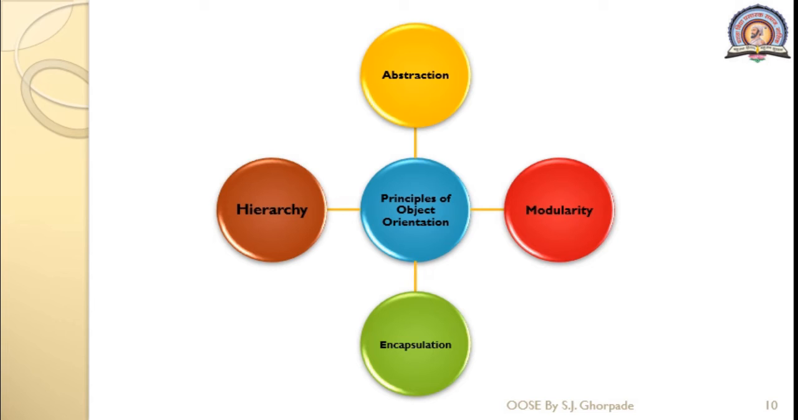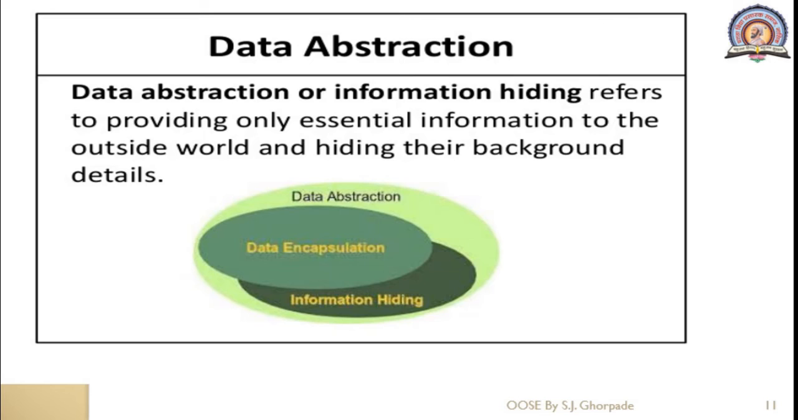Here are the principles of object orientation. The first principle is data abstraction, then modularity, encapsulation and hierarchical design. Now first, data abstraction. Data abstraction is nothing but information hiding. It refers to providing only essential information to the outside world and hiding the background details. Means only necessary information will be presented to the end user and the remaining information is hidden from the end user.